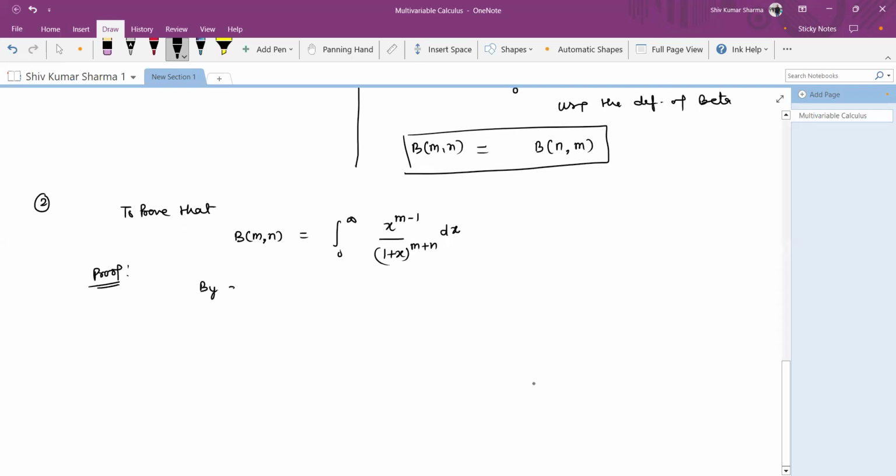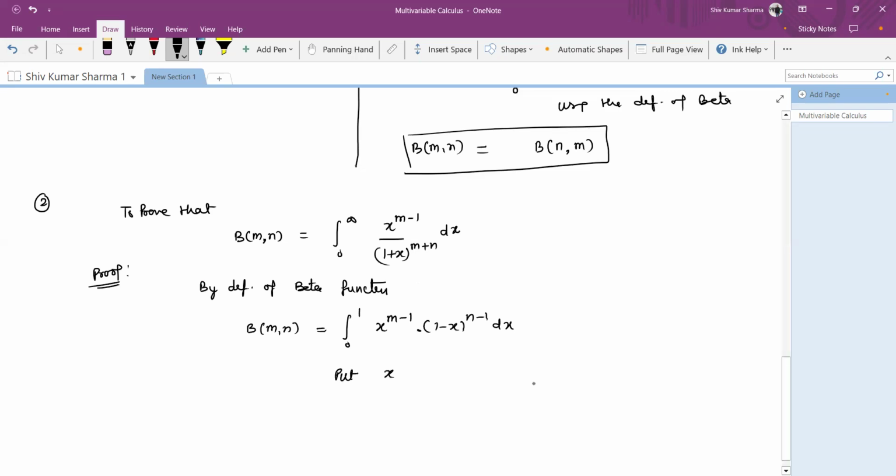So by the definition of beta function, we write beta(m, n) is equal to the integral from 0 to 1 of x raised to the power m minus 1 into (1 minus x) raised to the power n minus 1 into dx. Okay, so here the limits are 0 to 1, and above, the limits are 0 to infinity. So how do we change this limit to 0 to infinity? We can use the substitution.